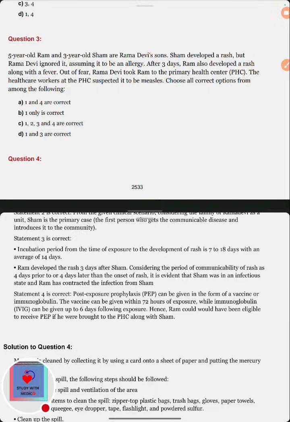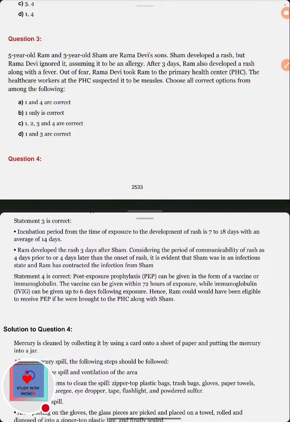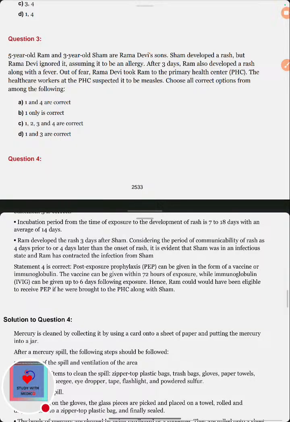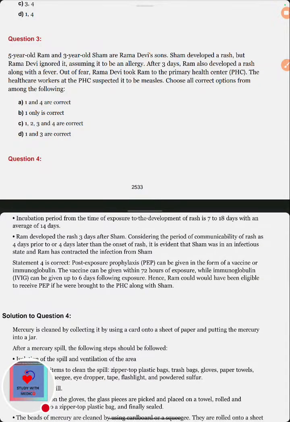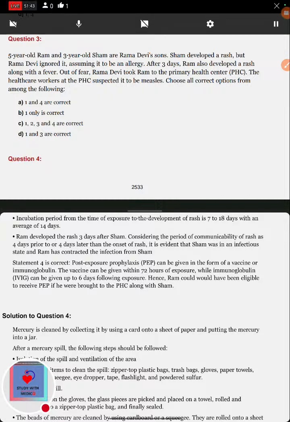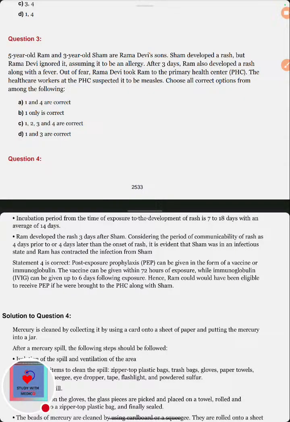The incubation period from the time of exposure to the development of rash is 7 to 18 days, with an average of 14 days. Now, Ram developed the rash 3 days after Sham, considering the period of communicability is 4 days prior to or 4 days after the onset of rash. It is evident that Ram was in an infectious state and contracted the infection from Sham. Post-exposure prophylaxis can be given in the form of a vaccine or immunoglobulin. The vaccine can be given within 72 hours of exposure, while immunoglobulin can be given up to 6 days, if Ram were brought to the PHC along with Sham.